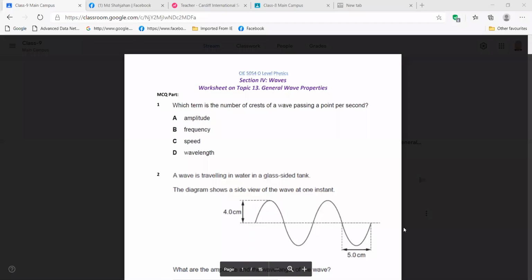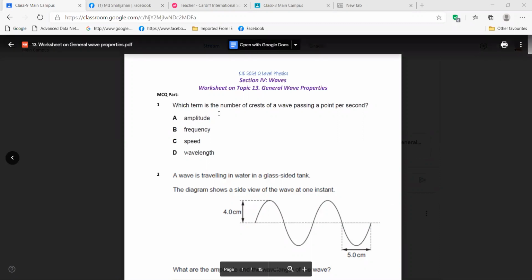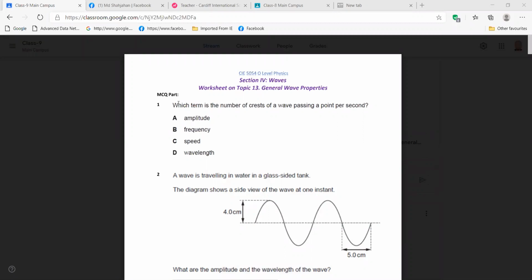Sir, worksheet, sir. So I told you to try the worksheet. Did you try? No, sir. Not a single question. No, sir. So you can read now. Kazi Jawad, read the first question.